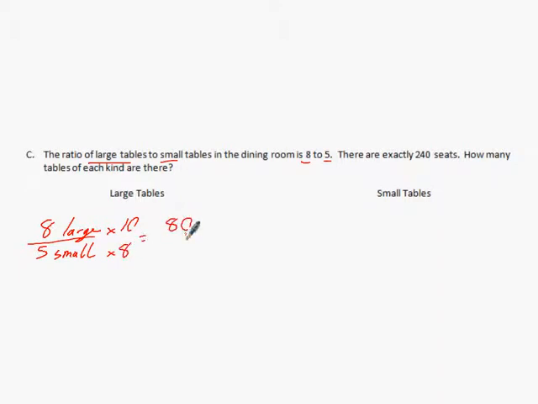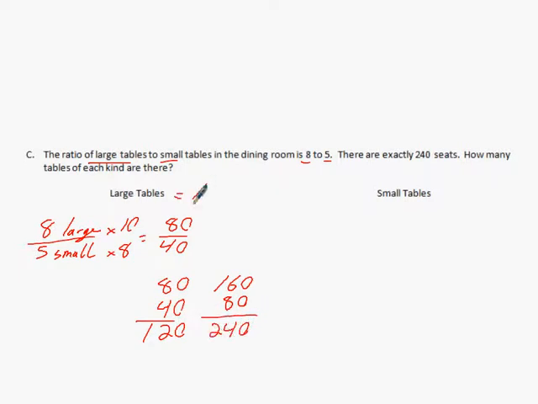So we get 80 per large and 40 per small. So 80, 40. They need to add up to 240. So every set, 80, 40, adds up to 120. So that's 8 and 5. If we have 16 and 10, we double this, 160, 80, 240. So that means 16 large tables, 10 small tables.